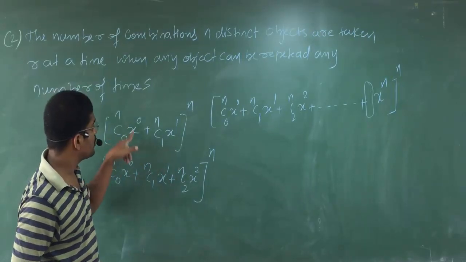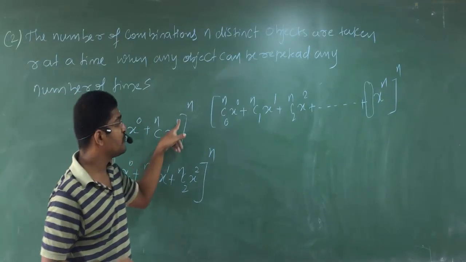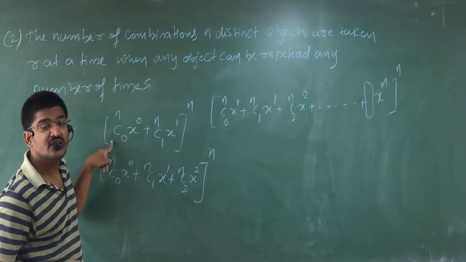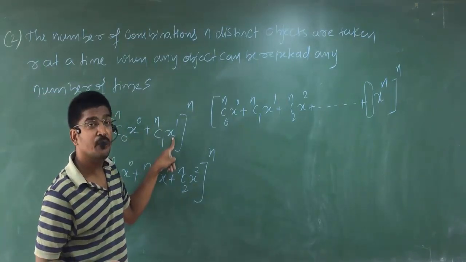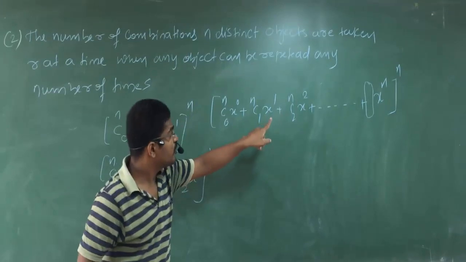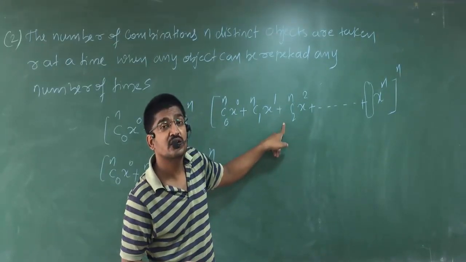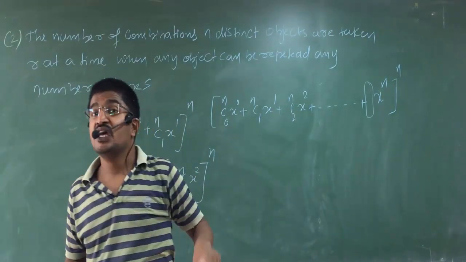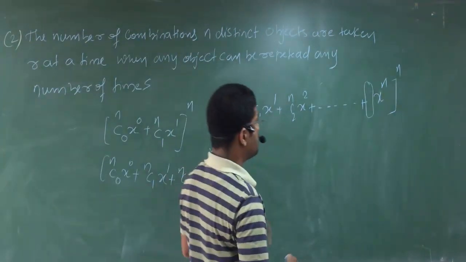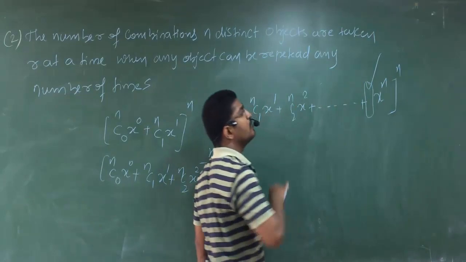First, the coefficient, the power of x was 0. Here the power of x is 1. This can be repeated for these many number of times. So now x can be repeated nC1 number of times. x squared can be repeated nC2 number of times. So like that, n number of elements can be repeated for these many number of times.